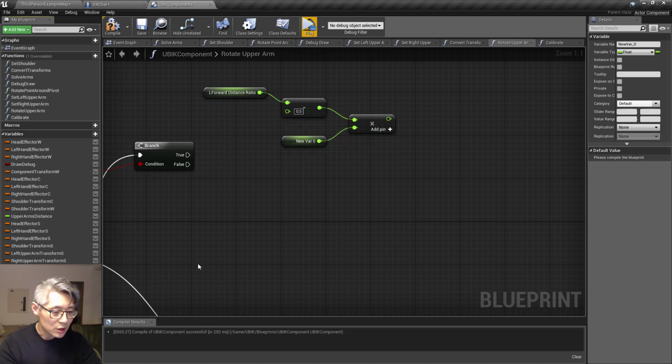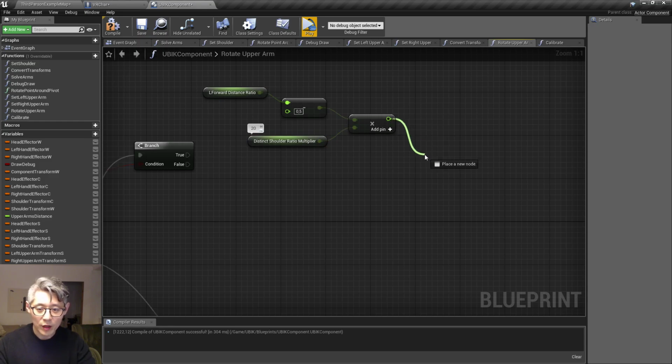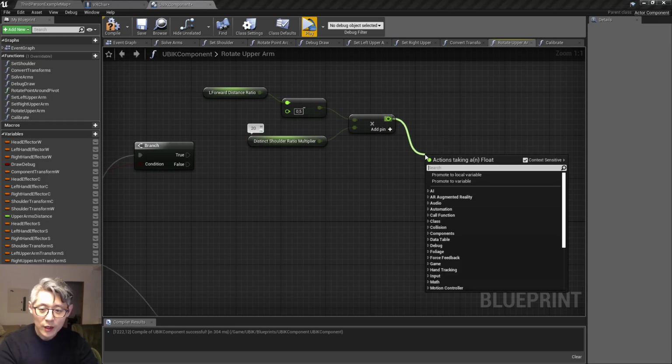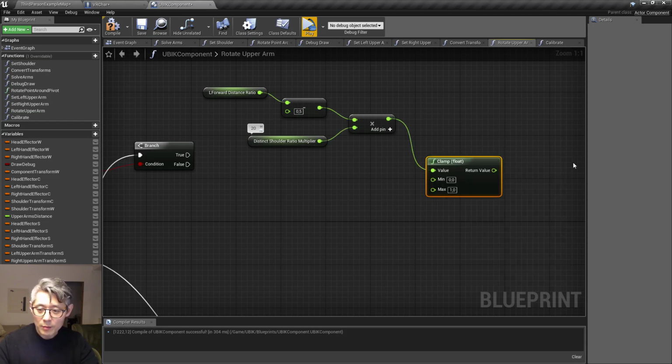So distinct shoulder ratio multiplier. And I believe this was originally set to 20. But just so we can easily see what happens, I'm going to set it as far up as 50, so we can actually see something happening. And then the idea is you want to clamp this so the shoulders don't completely go whack. You clamp this to a maximum.